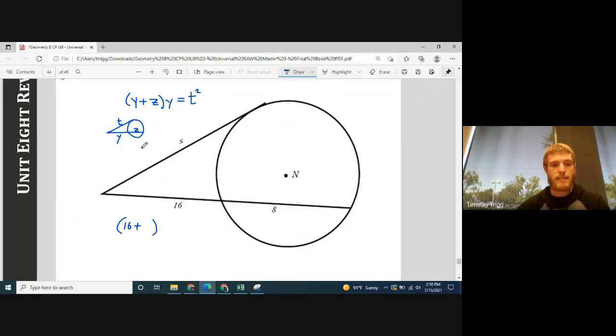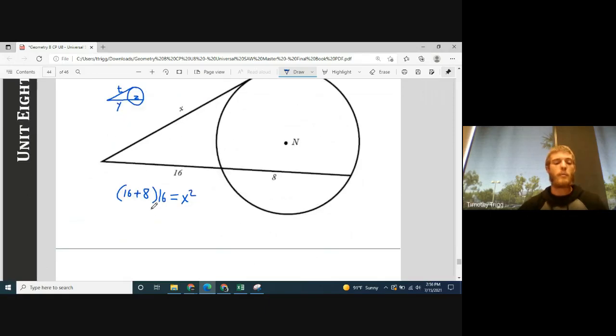I'm going to replace z with 8 because z and 8 are in the same position. So the z in the equation is going to be replaced with 8. Again, another y, so that's going to be another 16. That's where y is. Equals, t is right here. That's where my x is. So that's going to be x squared.